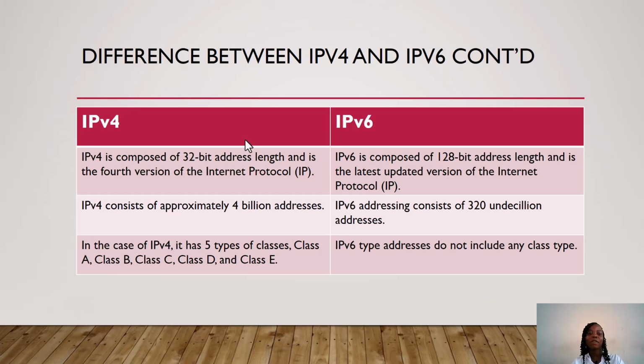IPv4 consists of approximately 4 billion addresses. IPv6 consists of 340 undecillion unique addresses. IPv4 has 5 types of classes: Class A, Class B, Class C, Class D, and Class E. IPv6 addresses do not include any class type.